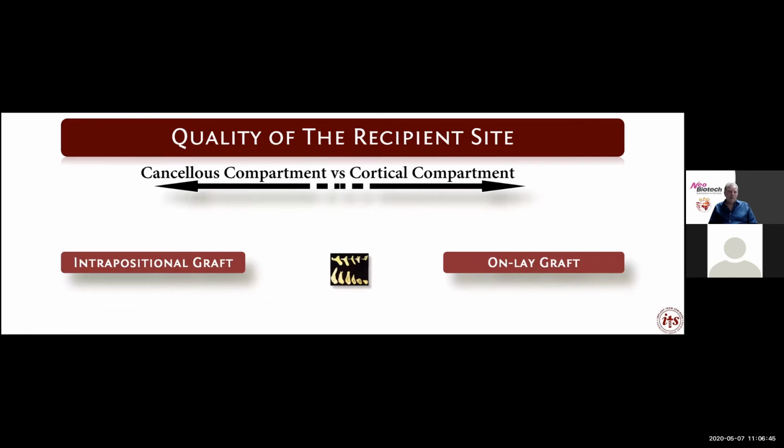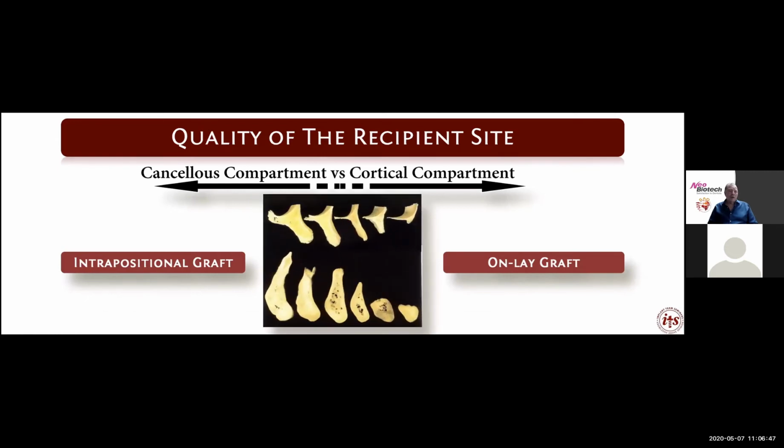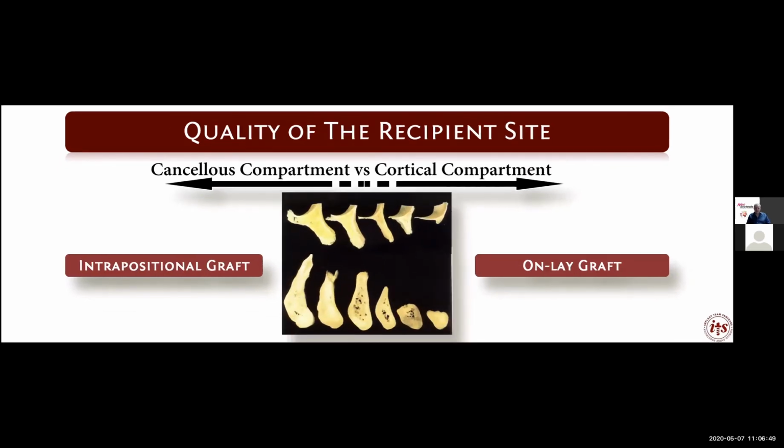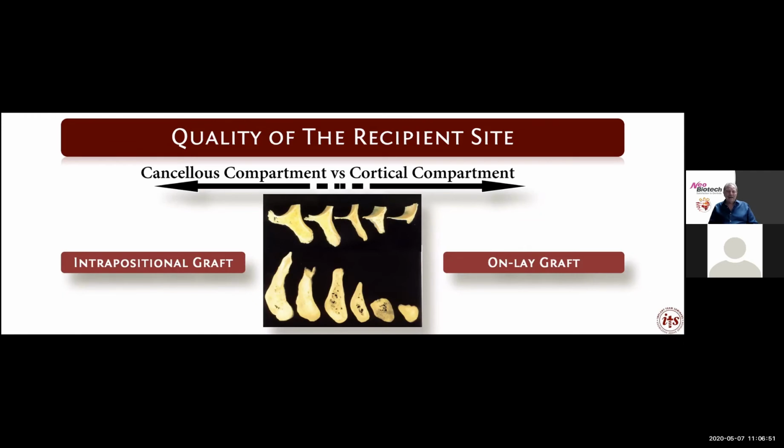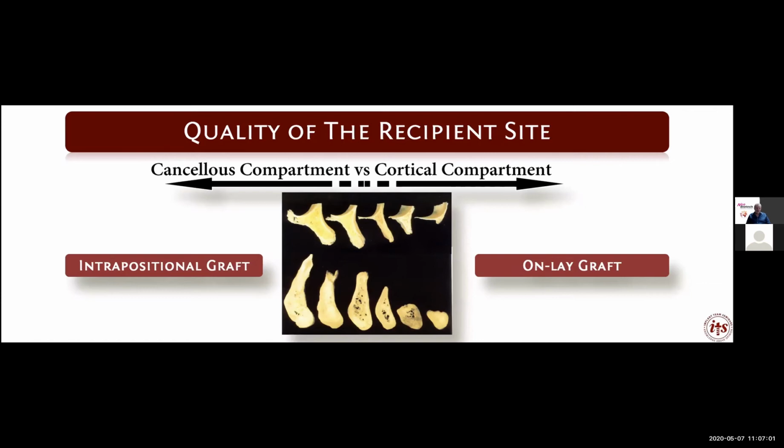So before I place any implants or do a bone grafting procedure, I want to look at the quality and the quantity of bone at the recipient site. If a bone graft is needed and there is enough quantity of cancellous bone, my preference is to place an interpositional graft. On the other hand, if the cortical bone predominates, then my preference is to do an onlay graft.